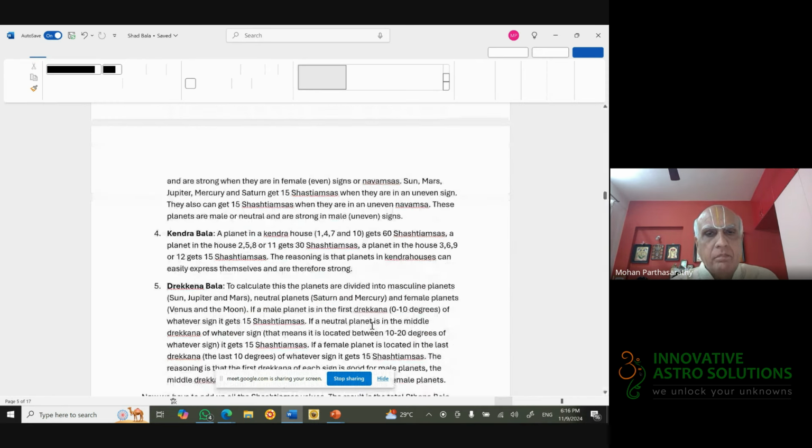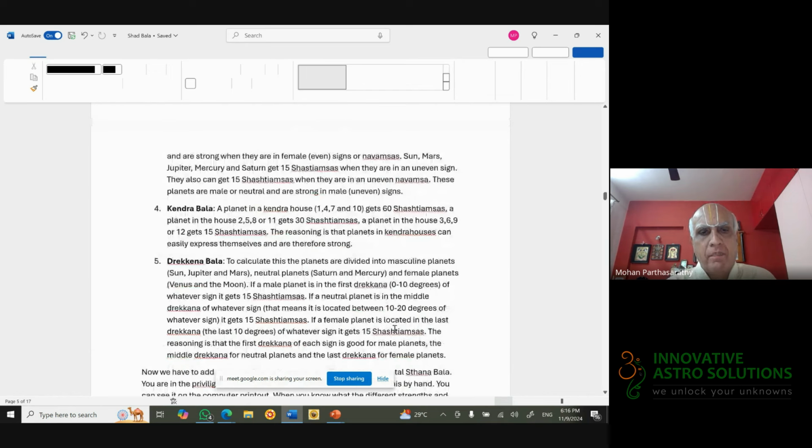Kendra Bala. A planet in Kendra houses like 1, 4, 7 and 10 gets 60 Shashti Amsas. A planet in the house of 2, 5, 8 or 11 gets 30 Shashti Amsas. A planet in the house of 3, 6, 9 or 12 gets 15 Shashti Amsas. The reasoning is that planets in Kendra houses can easily express themselves and are therefore strong.